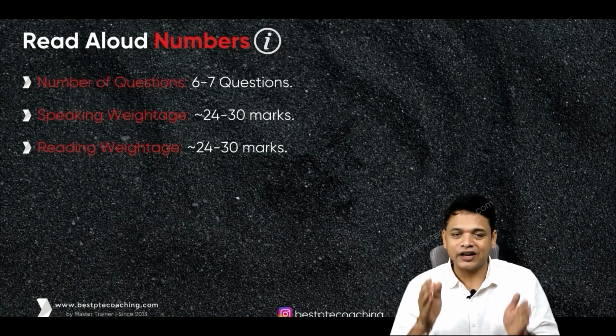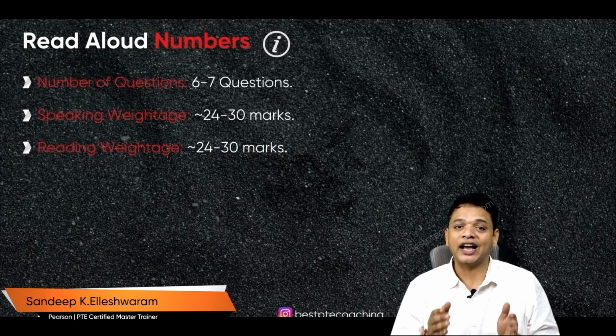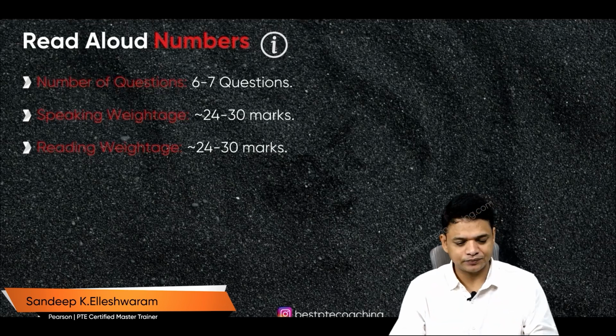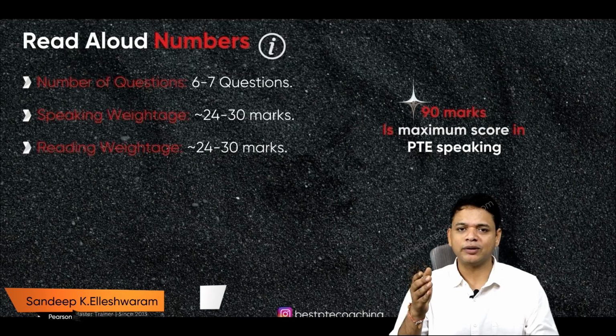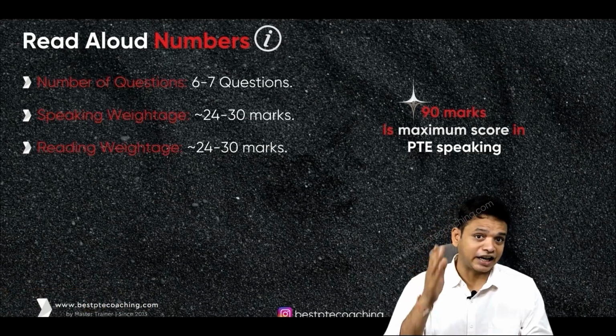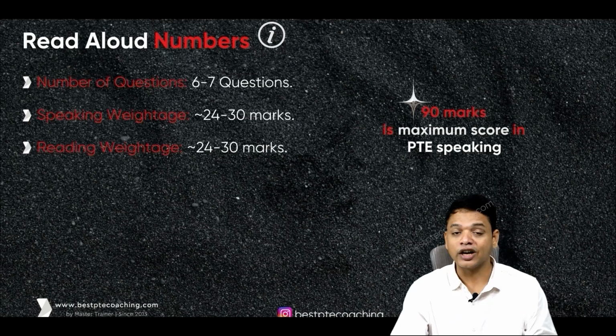So this is a very, very important task for those people who are looking at a good score in speaking as well as in reading. The maximum score anybody can achieve in the speaking module is 90. In that 90, this task itself is giving almost 30 marks. So you can imagine the importance of this task.